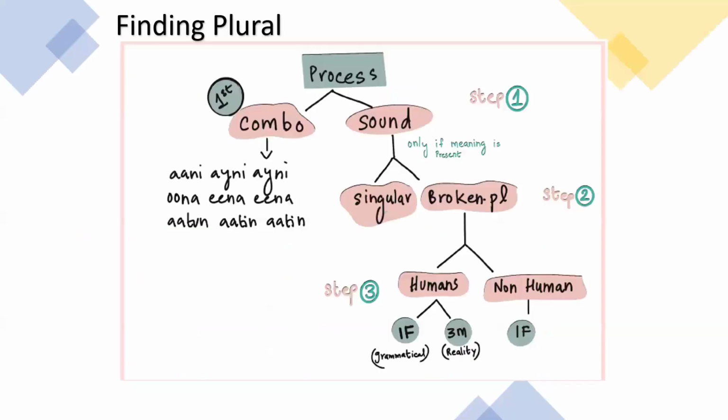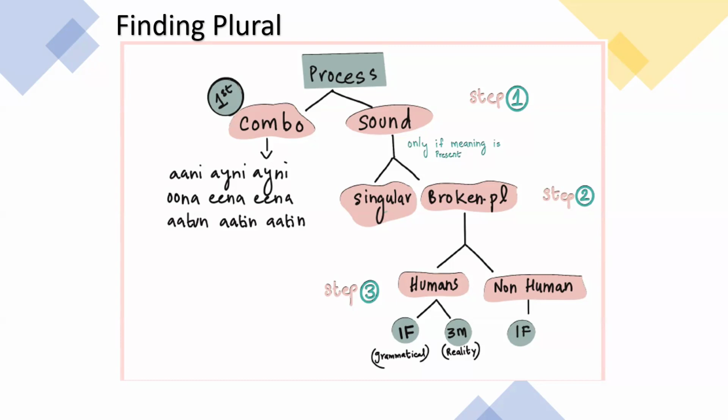Plural by meaning. So if you look at the screen at the moment, what is the process of finding the plural? If you find a word, you first think, is it a sound or a combination? If the word is a combination, and these are the combinations, ani, aini, una, ina, atun, atin, then you easily know what number they are, what kind of plural they are. Are they dual? Are they masculine? Are they feminine? Because it's from the chart. As long as you know the chart, anything with a combination, you can find them.